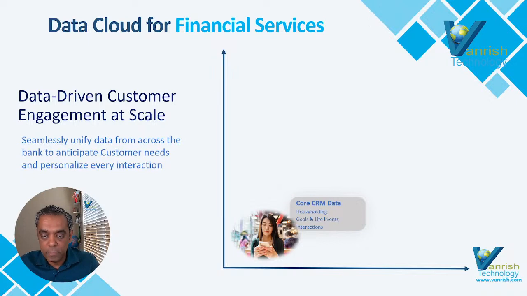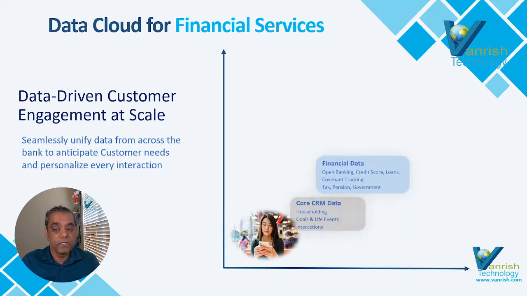So in this part, we are working on the core CRM data, household, call, and live event interaction. Second, we are working on the Data Cloud financial data, whether it is related to open banking, credit score, loan, consent tracking, tax, pension, government. That is how we are tracking and engaging data through the Data Cloud.